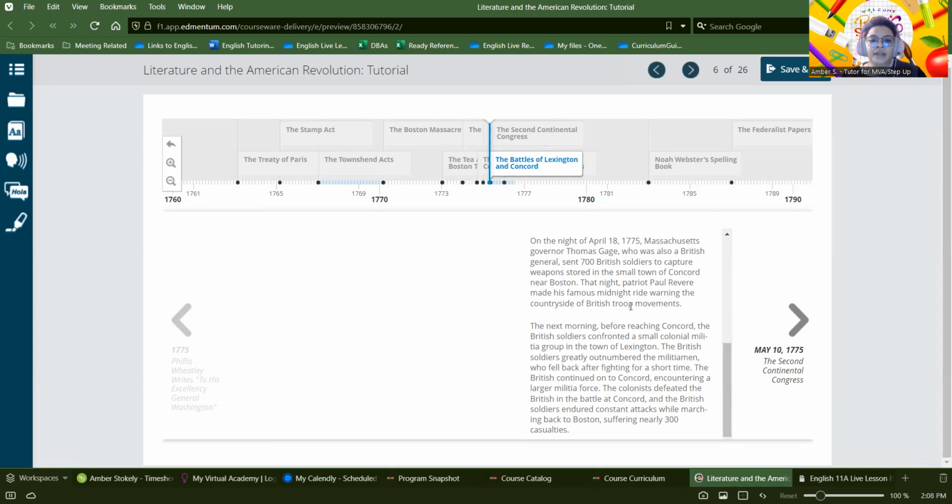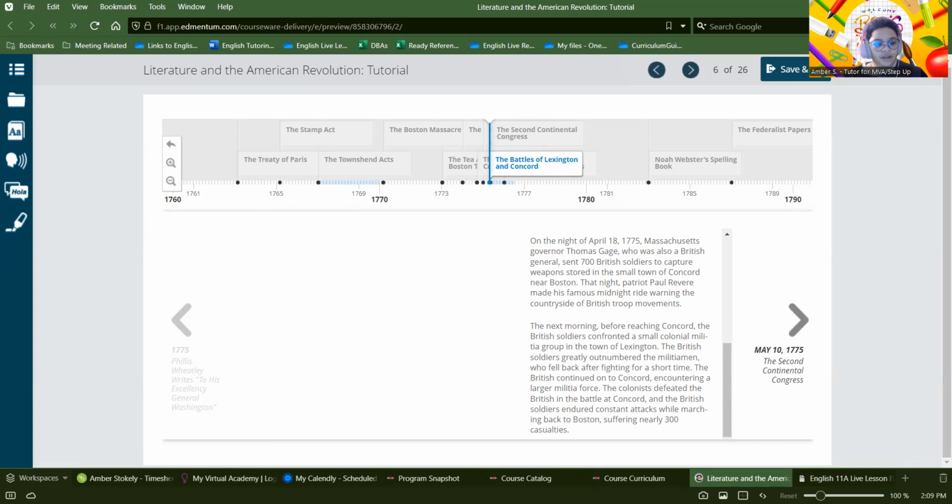And also because everyone knew what the British were doing, when they were on their way back from losing this battle, they also had to worry about being attacked by other colonists with weapons on their way back. So they suffered almost 300 casualties. So they sent 700 and they only came back with 400, which is a lot, especially when we're talking about formally trained soldiers fighting kind of like everyday people.